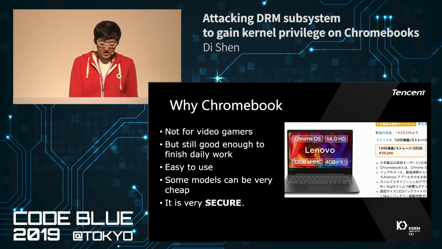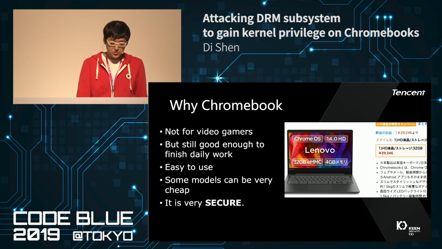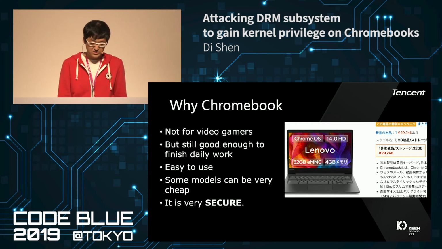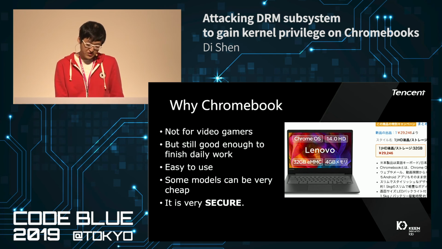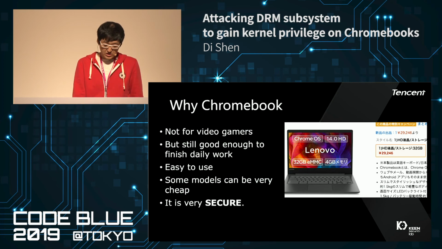One more thing is that it's very easy to use. There is no difference between Chrome OS and Mac OS in the UI, so it's easy to use. And some models can be very cheap. In the picture, there is a Lenovo Chromebook, and you can see the price is only 30,000 Japanese yen. It's very cheap, and that may be a reason for you to buy it. But what I really want to talk about is that a Chromebook is very secure.